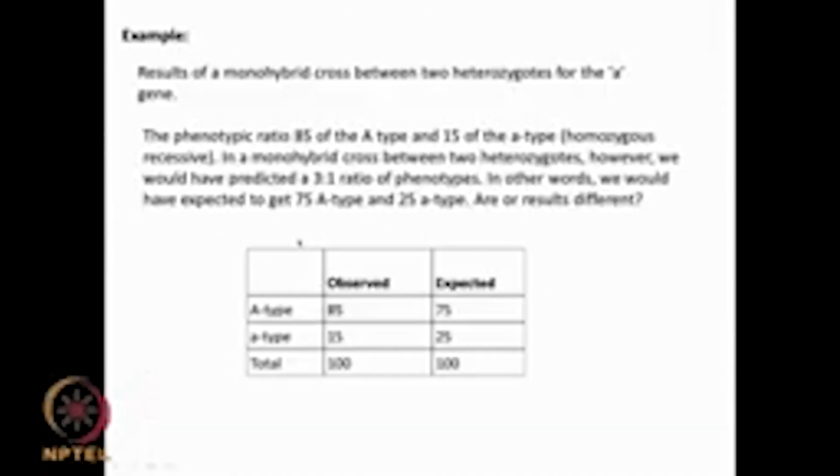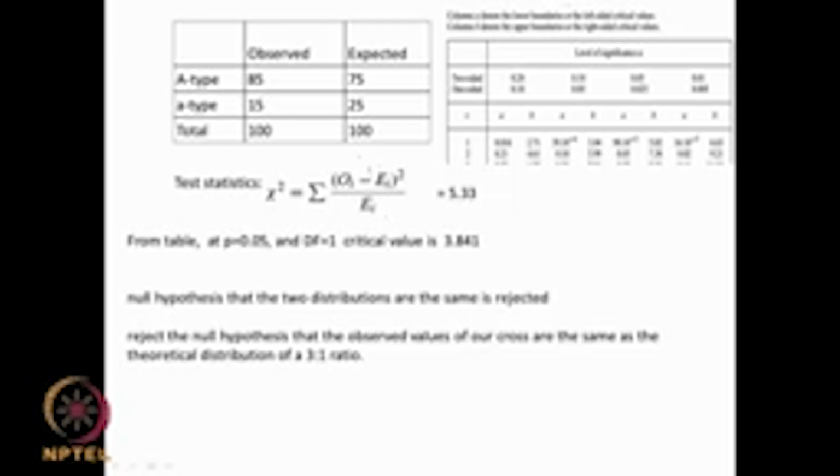The formula is very simple: observed minus expected squared divided by expected, plus observed minus expected squared divided by expected. It is simple to do, and not very difficult to perform this type of calculation.